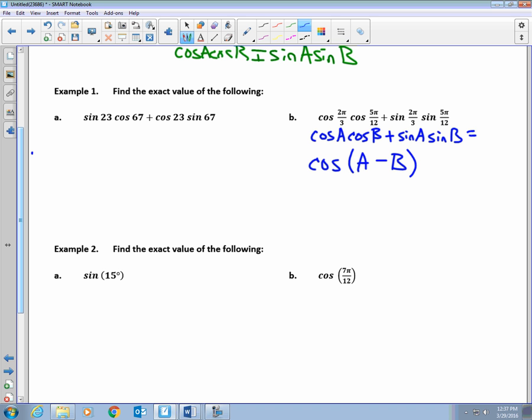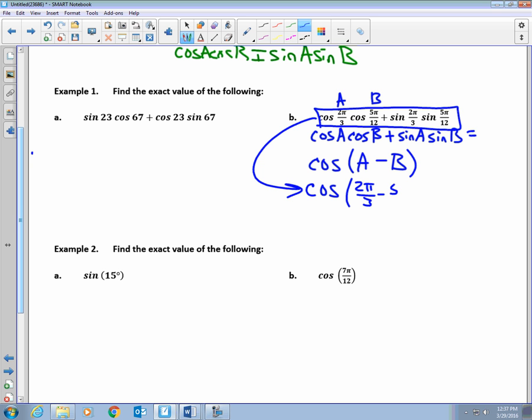So it switches for cosine. Instead of using the plus sign, we're going to use the minus sign. So instead of writing this in that form, I want to write it in this form. What is angle A in the problem? And what is angle B? So therefore, this expression right here can be written as cosine of 2 pi over 3 minus 5 pi over 12.